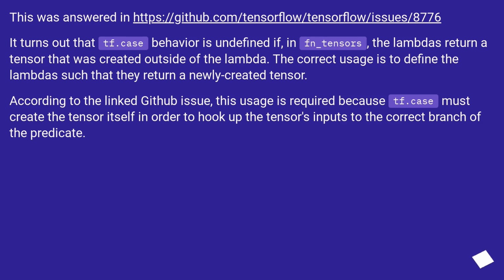According to the linked GitHub issue, this usage is required because tf.case must create the tensor itself in order to hook up the tensor's inputs to the correct branch of the predicate.